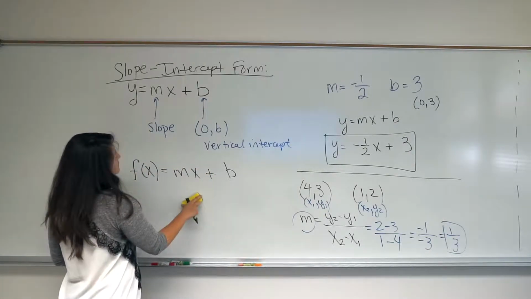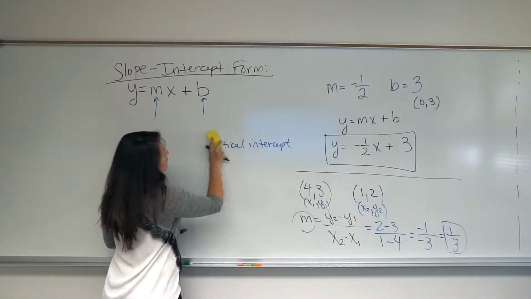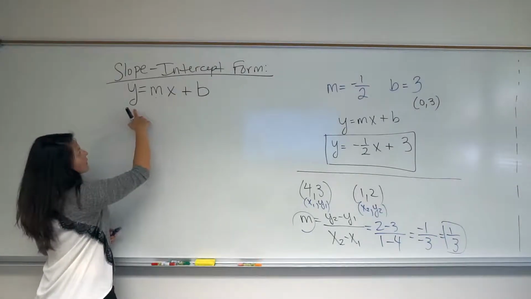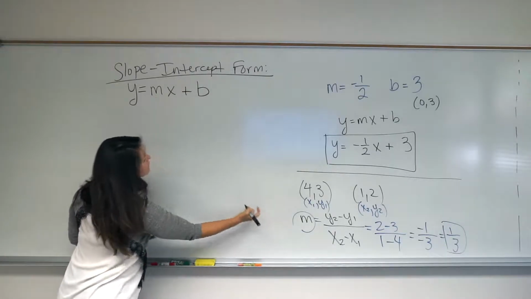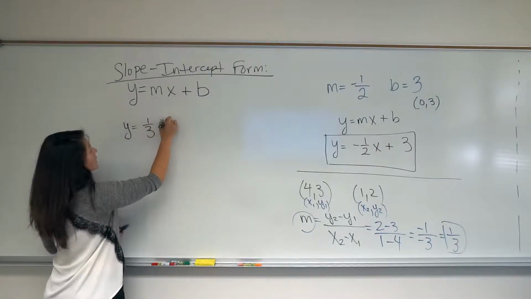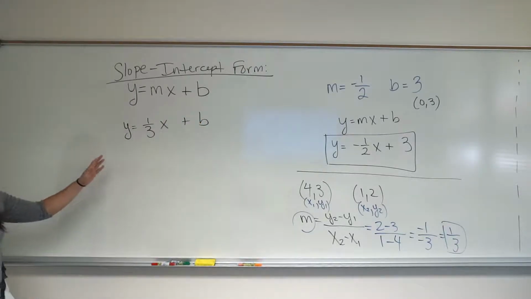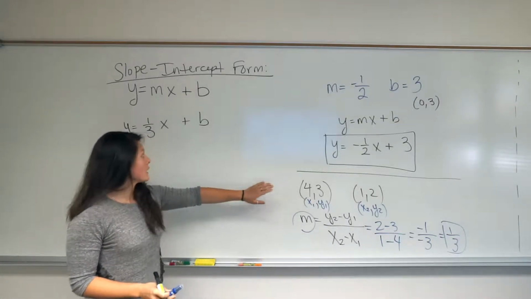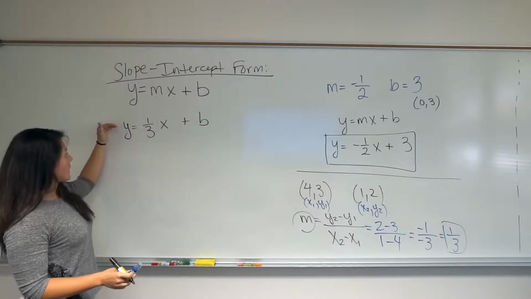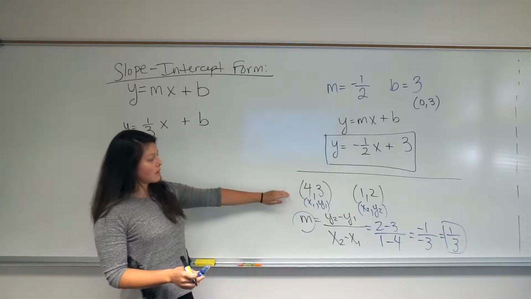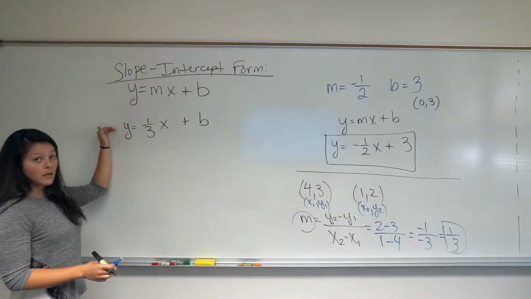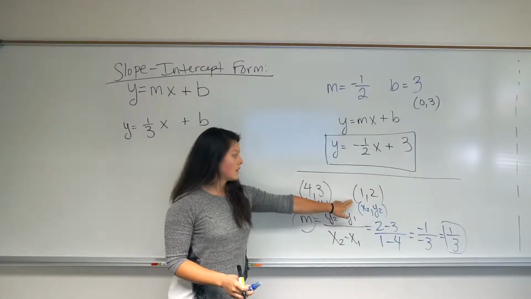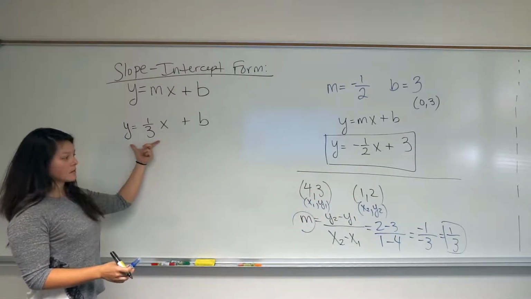Let me erase this. Okay, so we want this form. We know m now is 1/3. So we have y equals 1/3 x plus b. Now how can we determine b given this information that our line goes through these 2 points? So now remember, if a point is on the line, then it should satisfy this equation that I'm trying to find, meaning it should make this equation true. So if these points here sit on my line, then I can just pick one of them, plug it in for x and y, right?